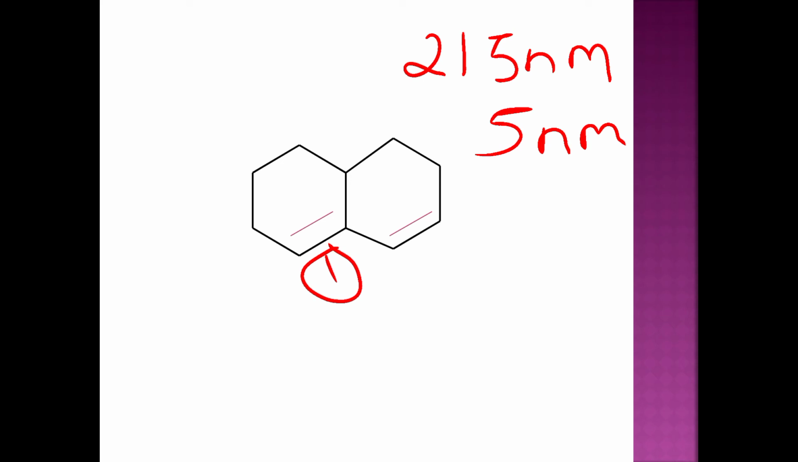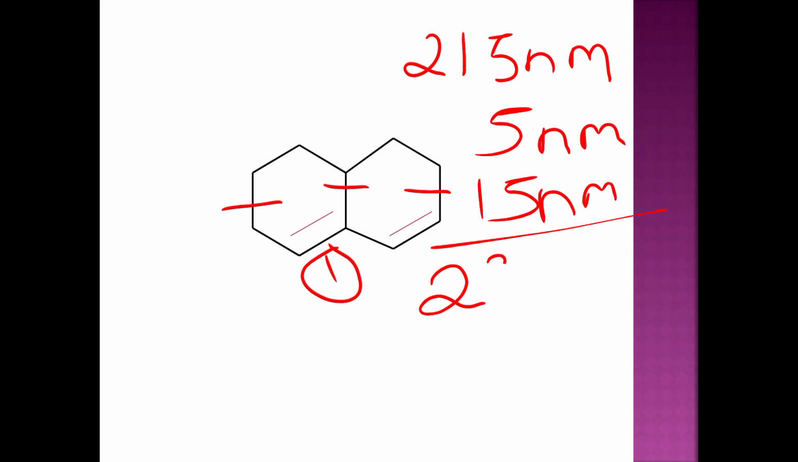And then you have your alkyl substituents, that is here 1, here your 2, here is your third one, because here everybody is hydrogen and not an alkyl substituent. So you got the presence of 3 alkyl substituents, so it is 15 nanometers. So your total lambda max value is 235 nanometers.